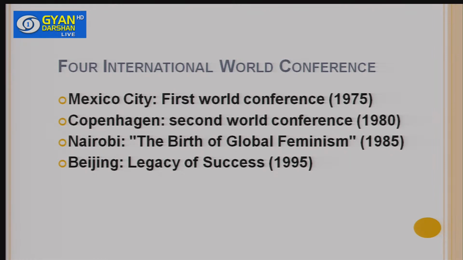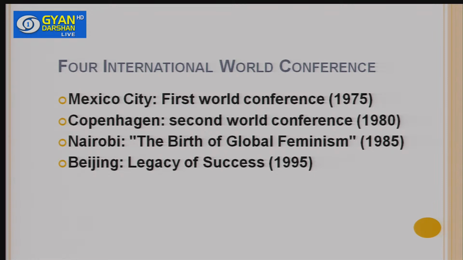If you look at these four conferences, in the beginning the United Nations was able to convene a conference once in 5 years. After the Nairobi conference, it took a decade to convene the international conference for women in Beijing in 1995.